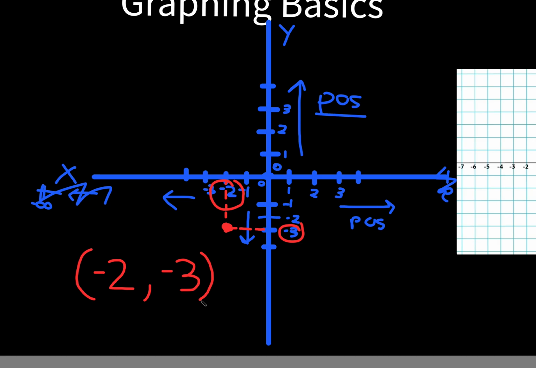So, the way you read this is relatively simple. This point is just located at -2, -3. You just pause in the middle as if you're reading a comma in the sentence.